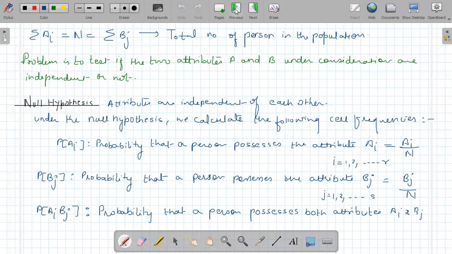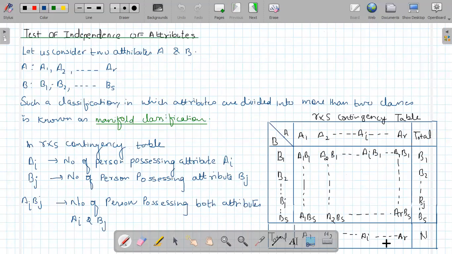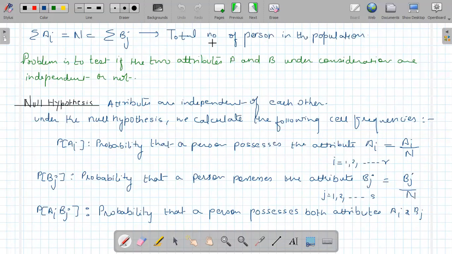Summation of AI is capital N, which is equal to summation of Bj. So this is the total number of persons in the population. We want to test if two attributes A and B under consideration are independent or not. So we set the null hypothesis that the attributes are independent of each other. Null hypothesis says no difference. There is no dependency. Two attributes are independent of each other. So under this null hypothesis, we calculate the following cell frequencies.